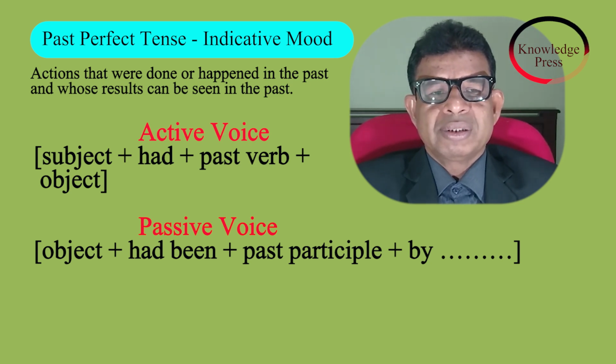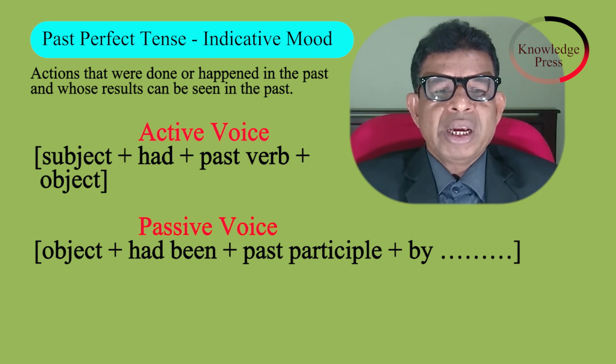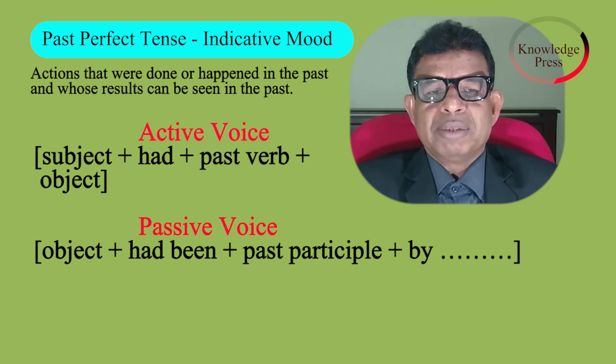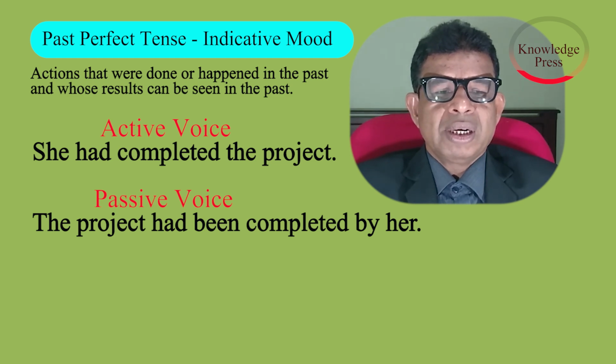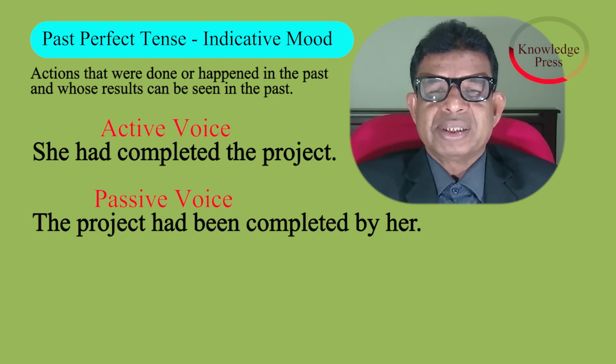Active voice: subject, had, past participle verb and object. In passive voice, you have to make the object first, then had been, past participle, plus by. Now see how to make sentences.